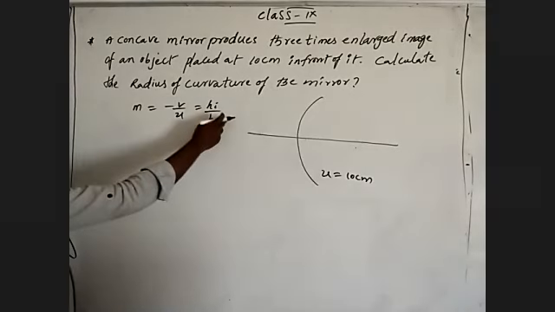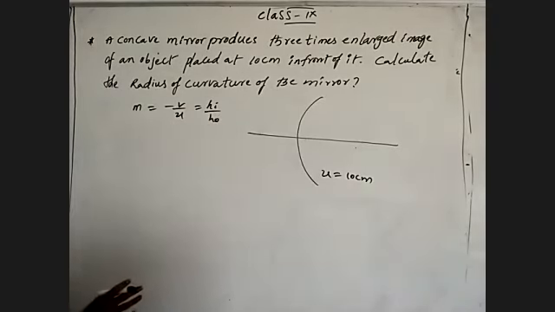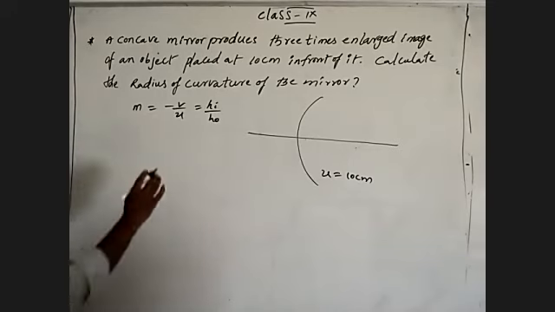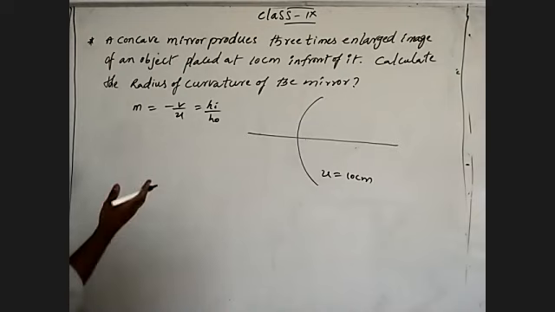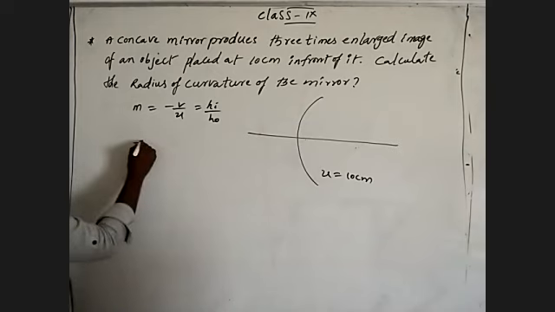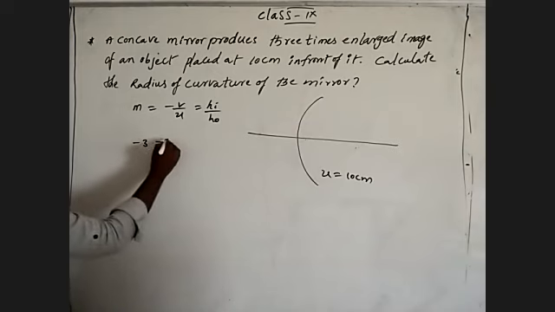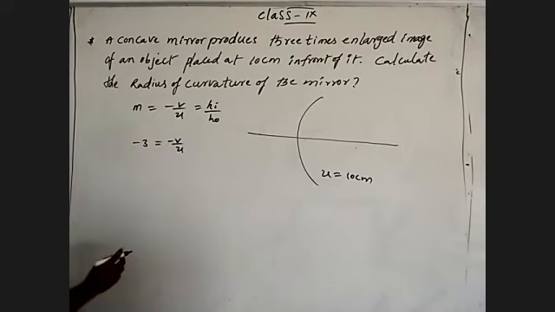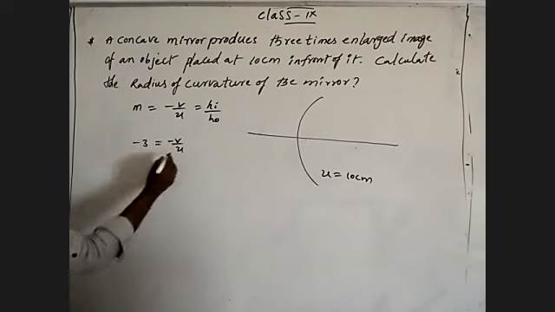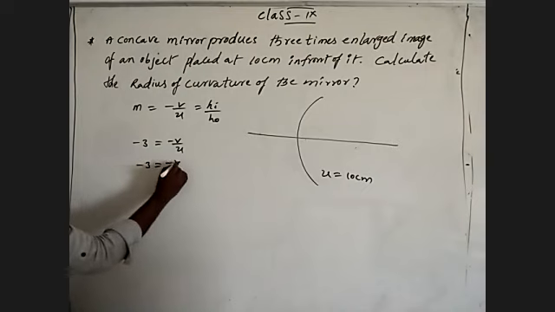They did not talk about the heights, that's why we are not taking that. So we take magnification as 3 times enlarged. Magnification is negative for the concave mirror when the image is enlarged and real. That's why they said minus 3 times. Minus 3 is equal to minus V by U.